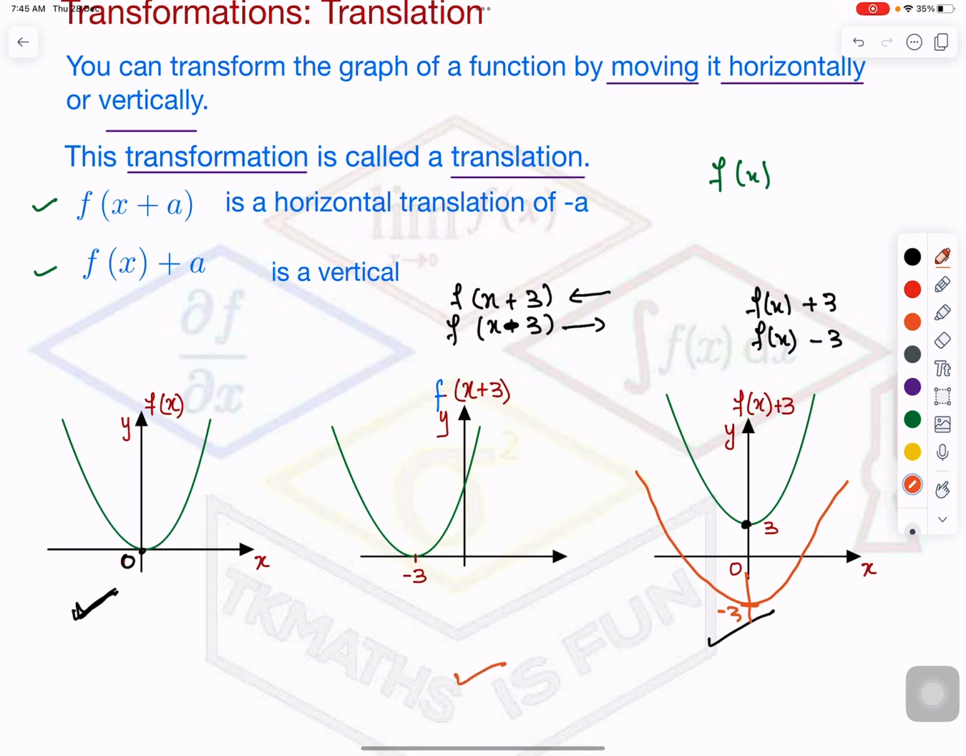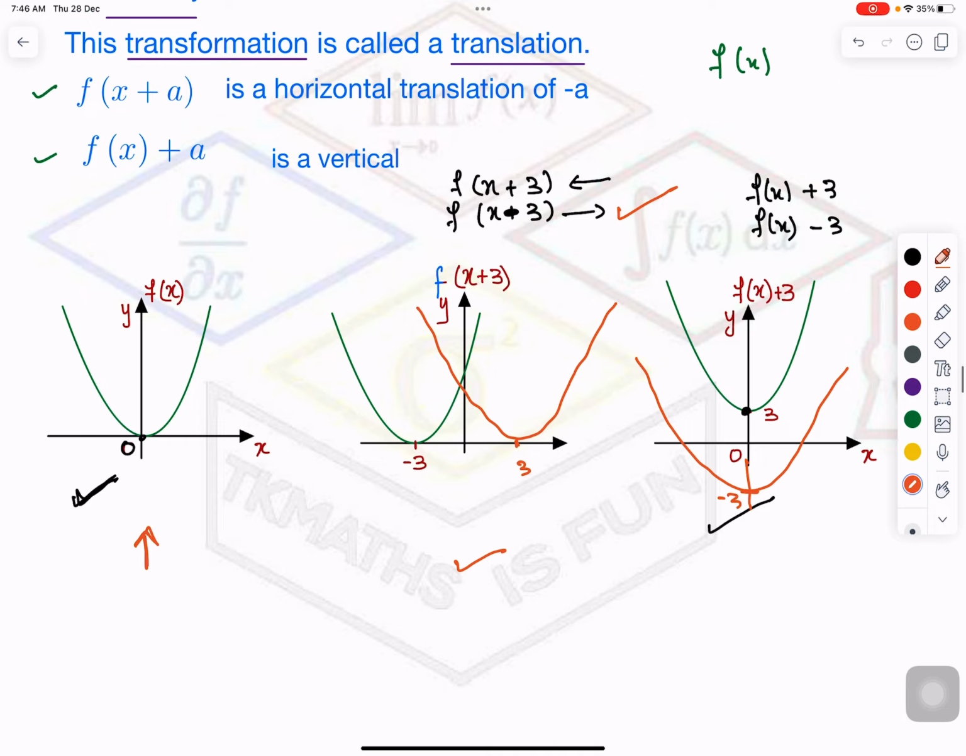And in this case, if you have to do f of x minus 3, then suppose 3 is here, then the graph will move 3 units to the right, the original graph. This is our original graph. This is the meaning of translation. So you have to learn this and practice this.